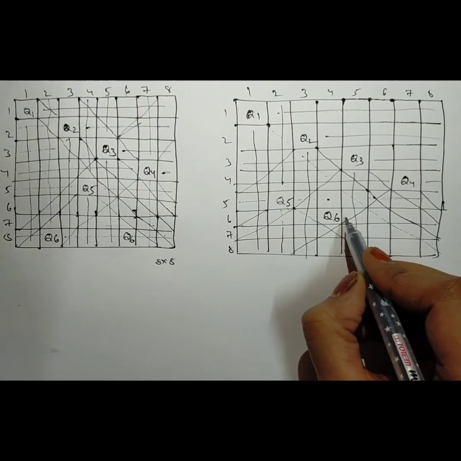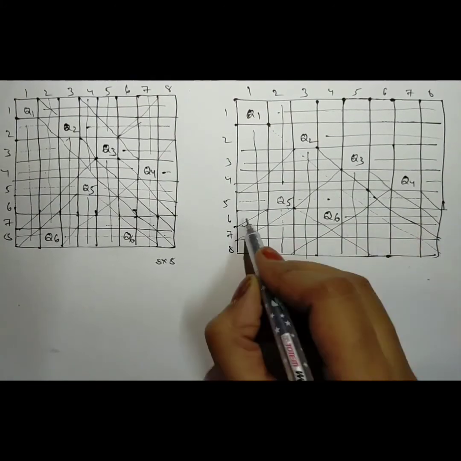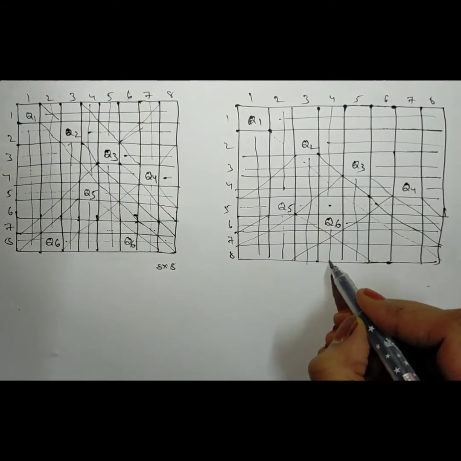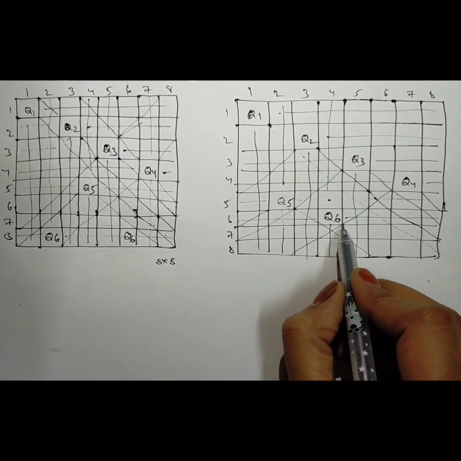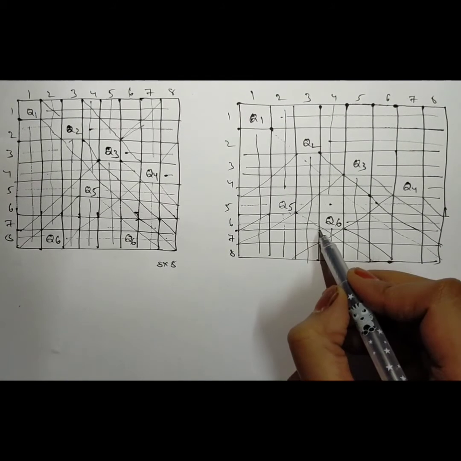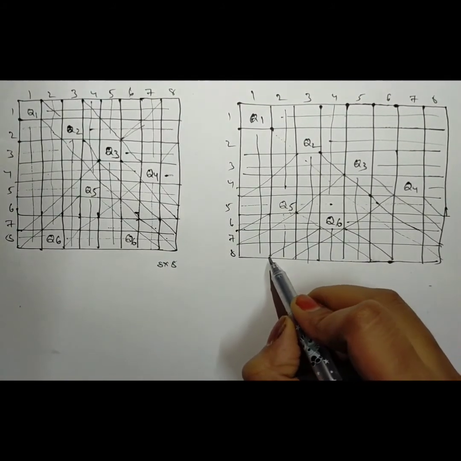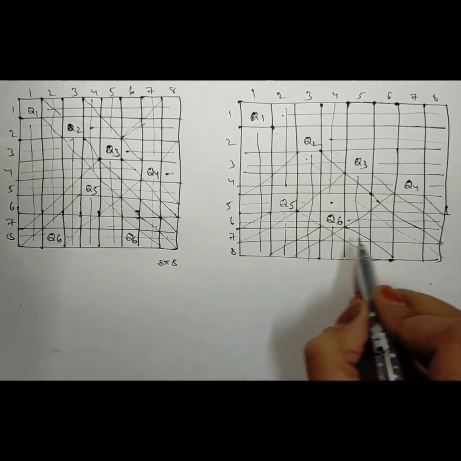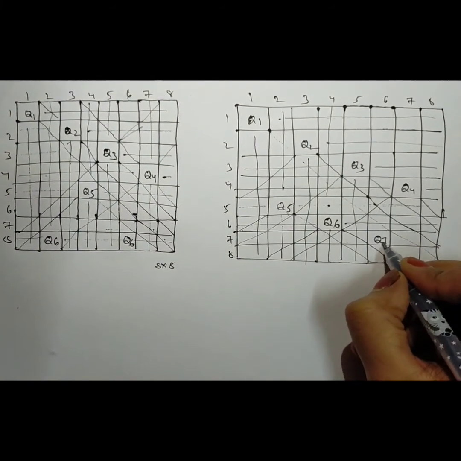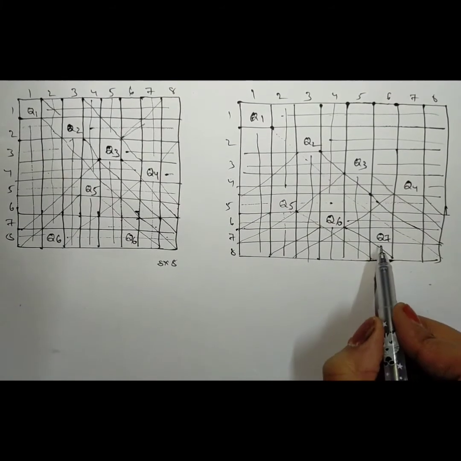And for placing the seventh queen, here you cannot place, as it is representing the same row. Here also you cannot place, as it is representing the same column. Here also you cannot place, as it is representing the diagonal wise. Here also you cannot place. For placing the seventh queen, there is a possibility of placing here. Okay, seventh queen can be placed here.